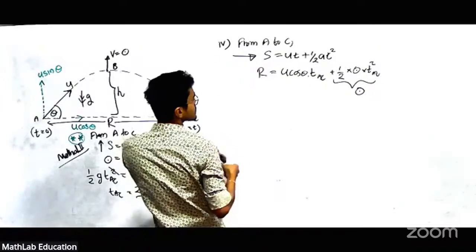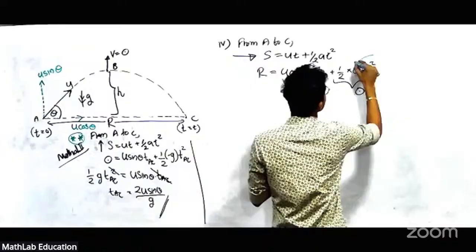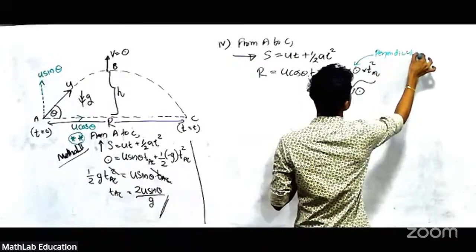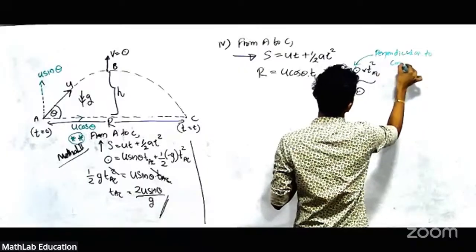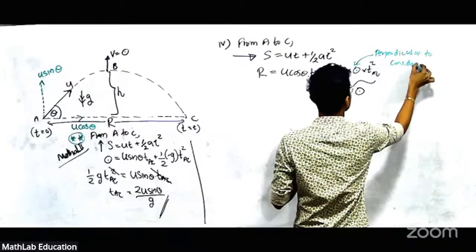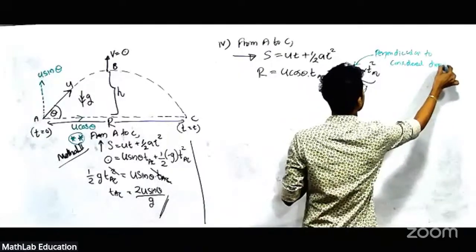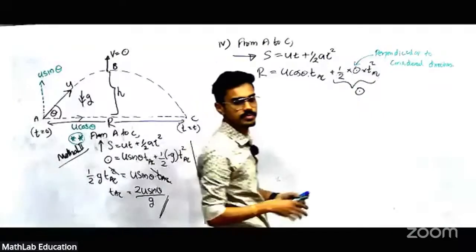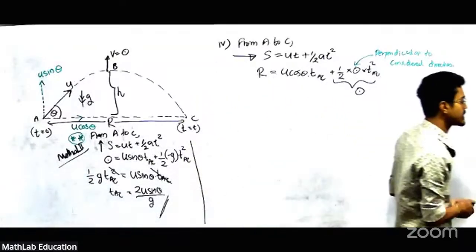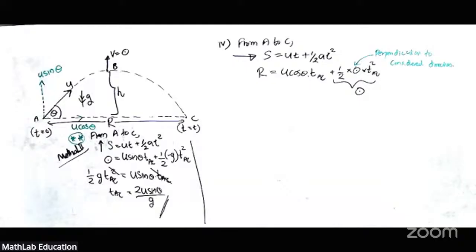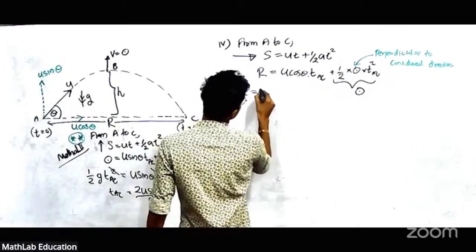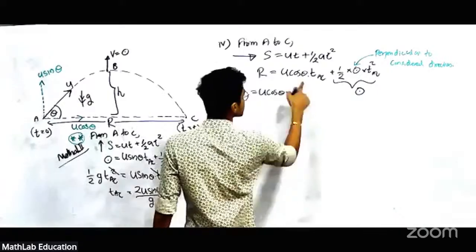This is important. g is perpendicular to the considered direction. If it is perpendicular, it should be neglected. Neglecting means there is no acceleration horizontally. There is no horizontal acceleration. So simplify this: R equals u cos theta times T_AC.